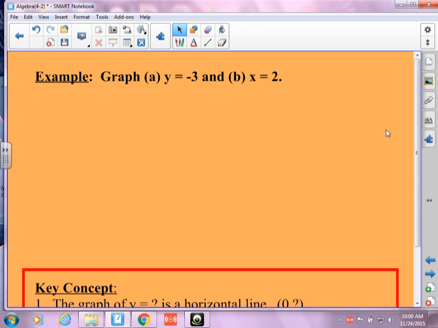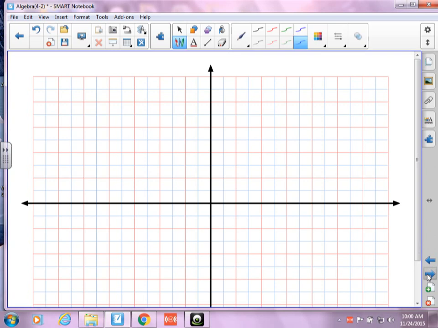Let's go to our graph for just a minute. I'm going to put my x, and I'm going to put my y, and it was y equals -3, right? Okay, so I'm going to put a dot where y equals -3. It's right here. Okay? I don't need to make a table on these. Right? Y is always -3.